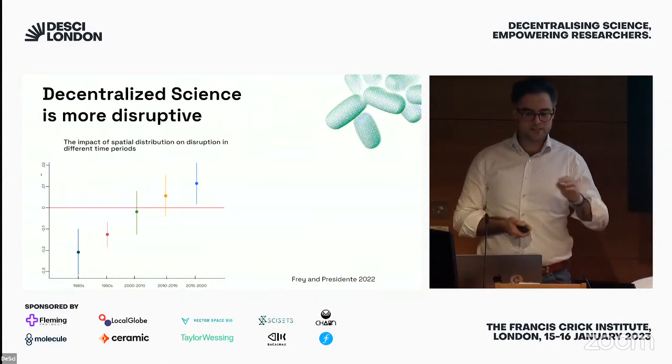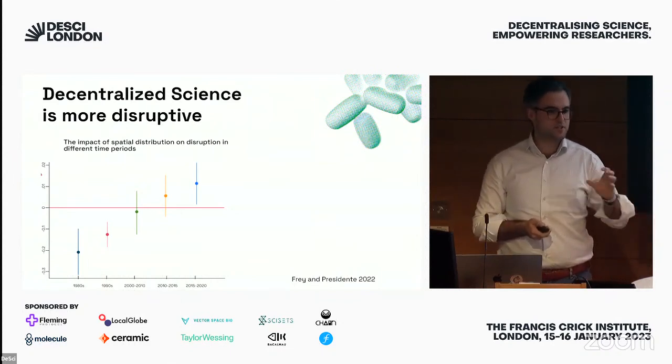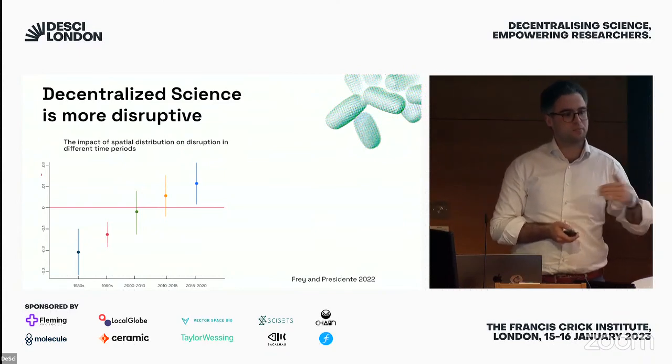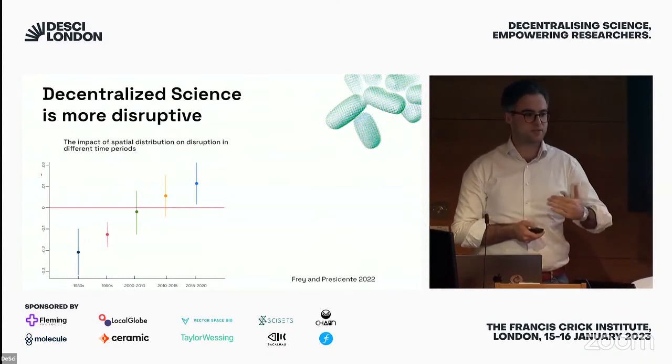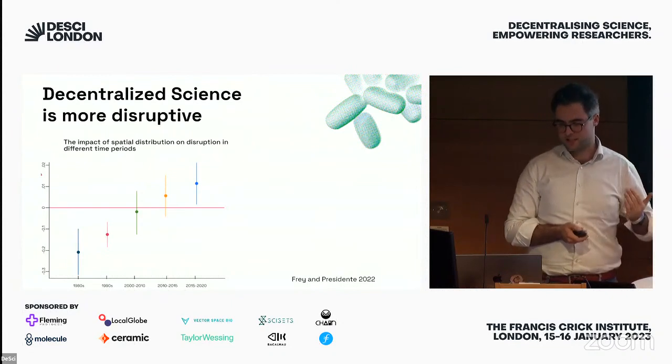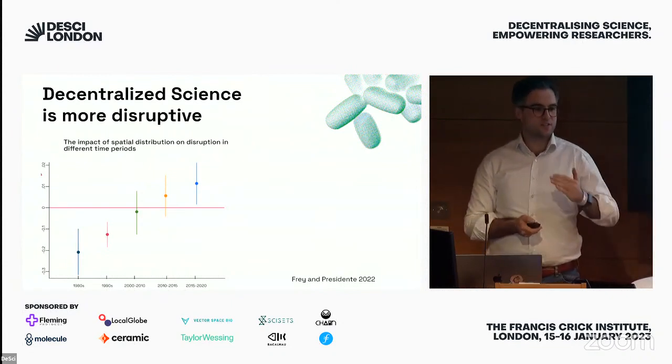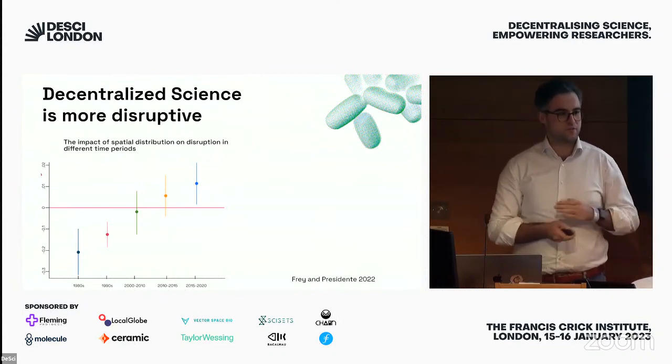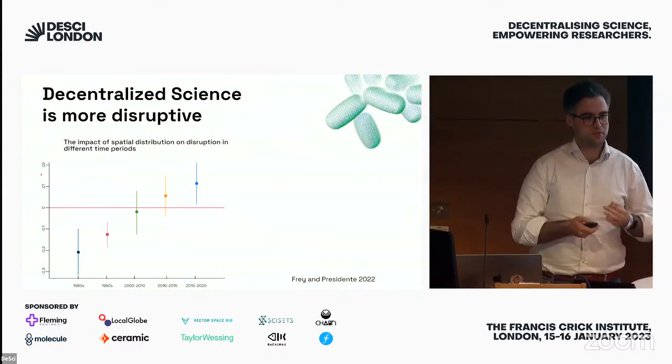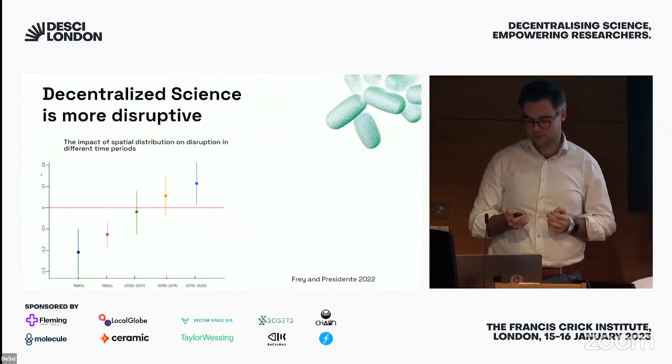And while in the past, in the 1980s, when you had an international or cross-city collaboration, the probability of you having a disruptive patent was actually lower than the average. Since, again, the 2010s, your odds are actually higher if you're a distributed team, if you bring in different influences and backgrounds.